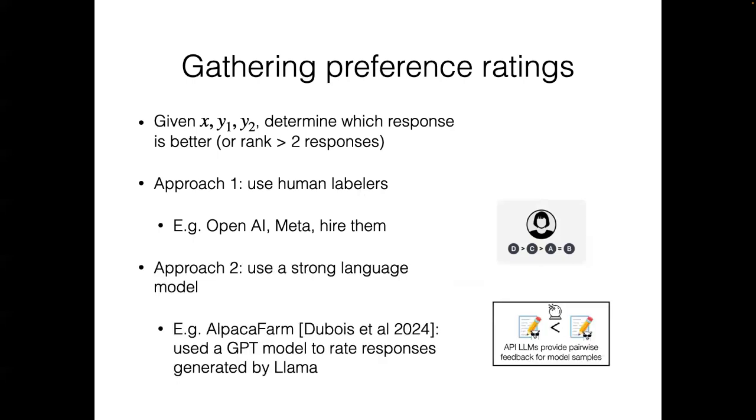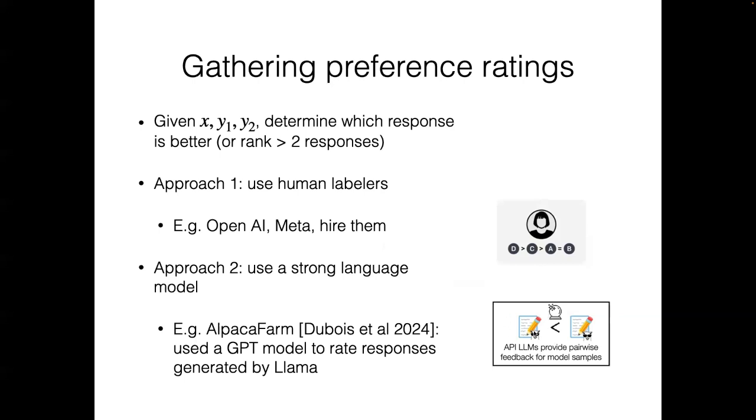The other is to try to use a language model, a strong language model. In AlpacaFarm, what they did is they used a GPT model to rate responses that were generated by Llama. Again, there's this issue that you're ultimately using some imperfect model. And so potentially there's noise introduced in the process.